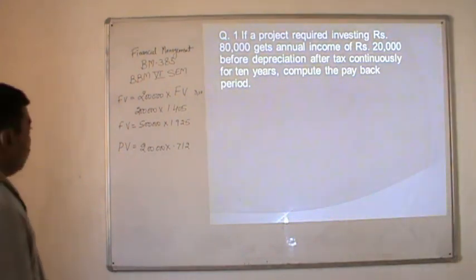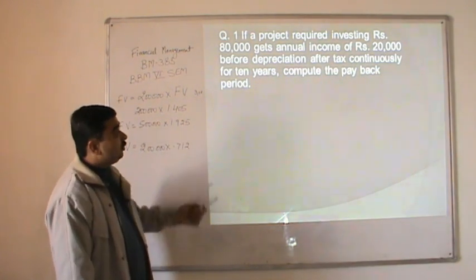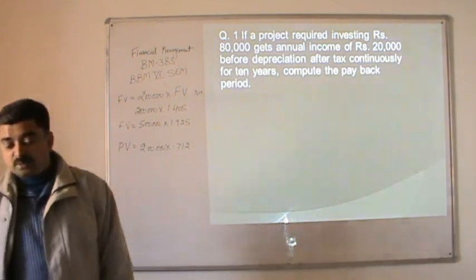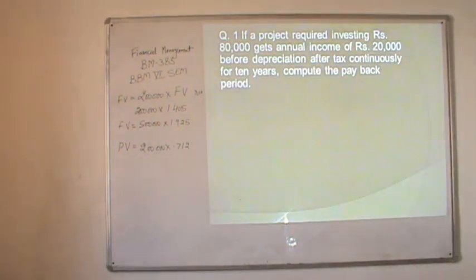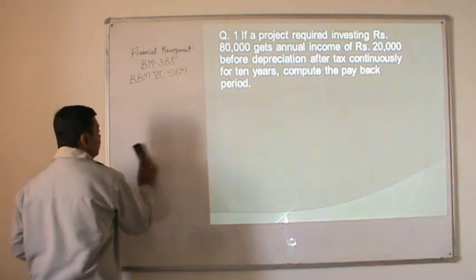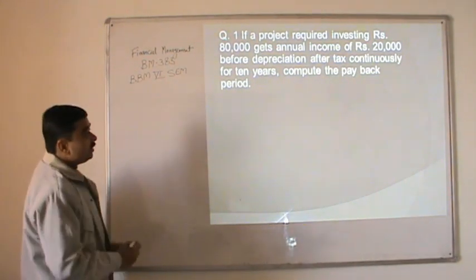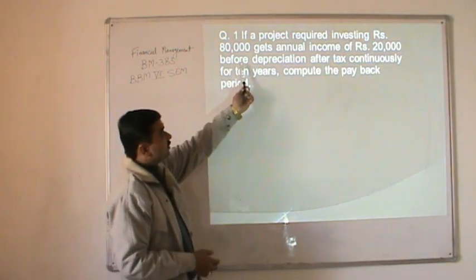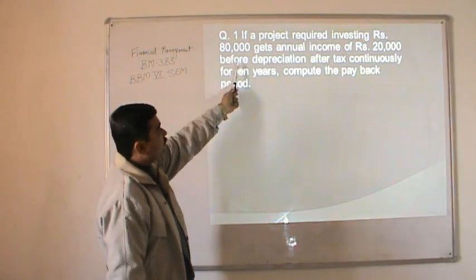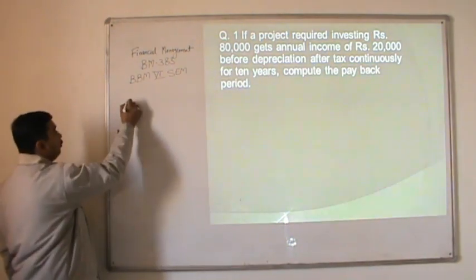Now I have one question which we will solve to identify the payback period of this project. We have been given that a project requires 80,000 rupees as an investment. So the amount of investment is 80,000 and we are getting 20,000 rupees, that is before depreciation and after tax. So first we have to identify whether the cash inflow is before depreciation and after tax or not. If it is, then we can solve with the help of the formula.